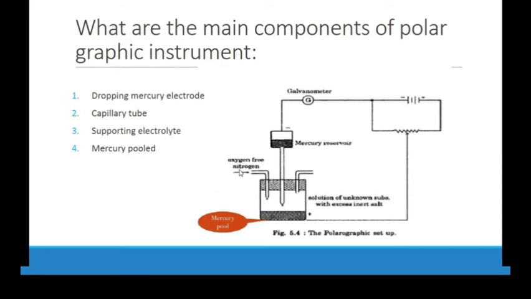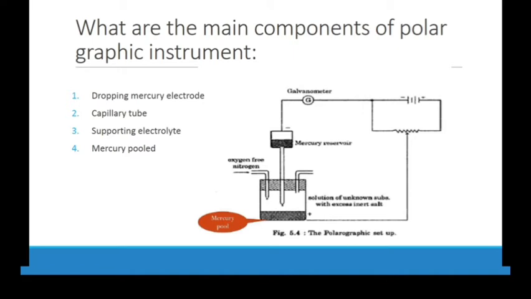And we also use nitrogen to remove all the oxygen from the solution, otherwise reduction of oxygen will take place at the cathode. So we have to remove the oxygen from the solution.